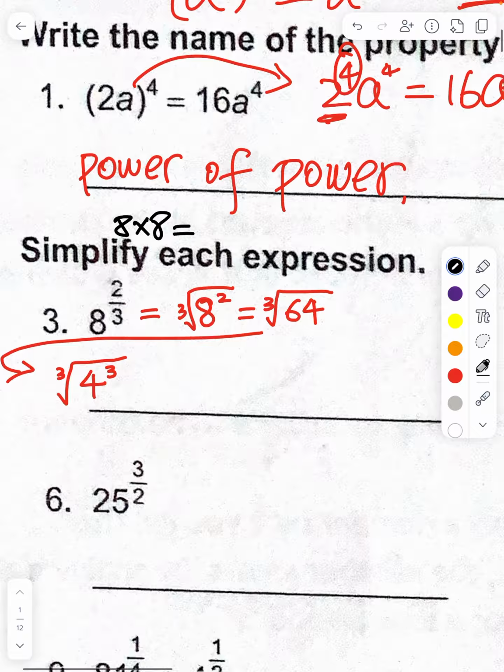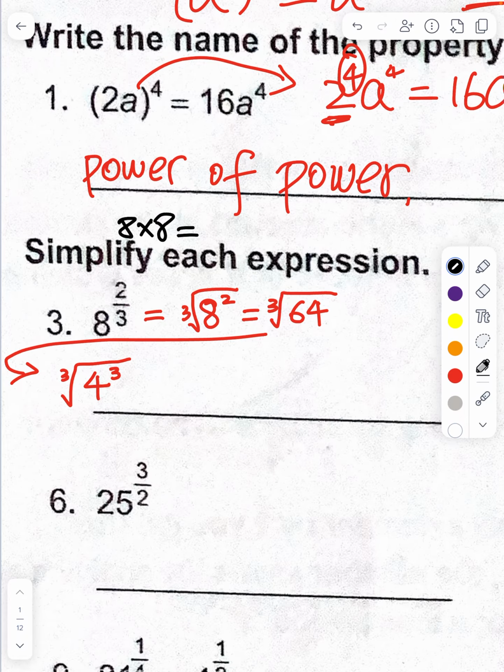I can rewrite 8 times 8 as 4 times 4 times another 4. They both equal 64. Okay? So now we have a root. The root is 3 and the power is 3. So cube root and cube. In fact, the cube is a special name for a number raised to the third power. So cube root and cube cancel out. The final answer is just 4.